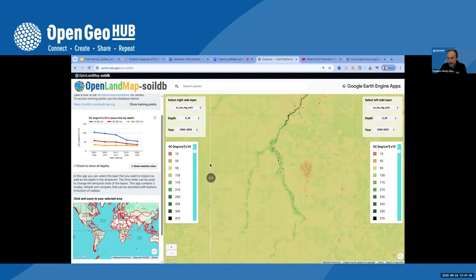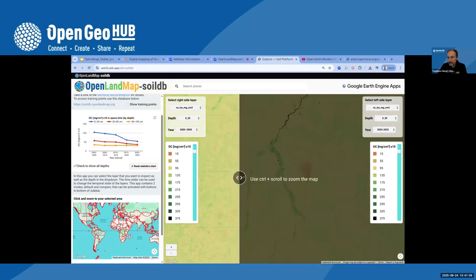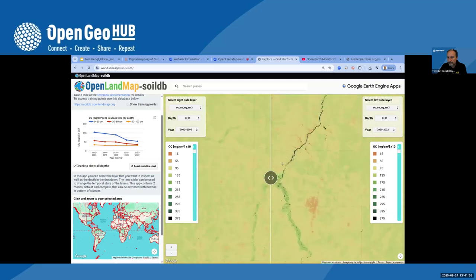In general, you can see that the difference between past and current soil carbon is very gentle. So that's also something that we thought was going to be very difficult to map.